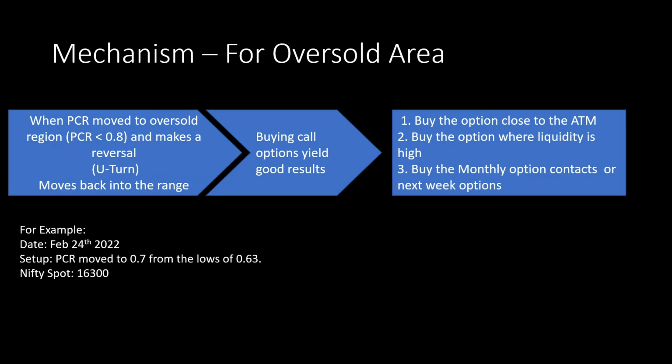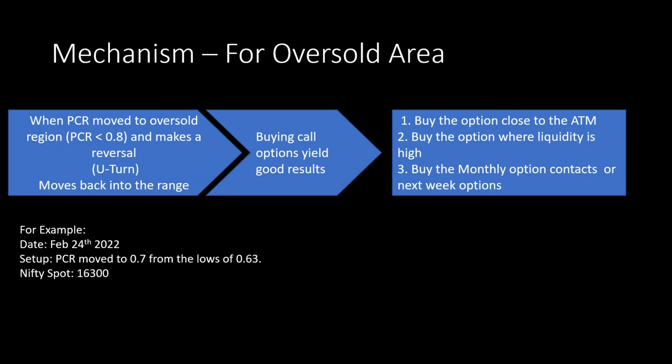Around the last week of February, PCR dropped below 0.8 and the index moved into that oversold region. We saw a bounce back in PCR from its lows of 0.63 and it was moving towards that 0.7 level. Nifty spot at that point was 16,300.